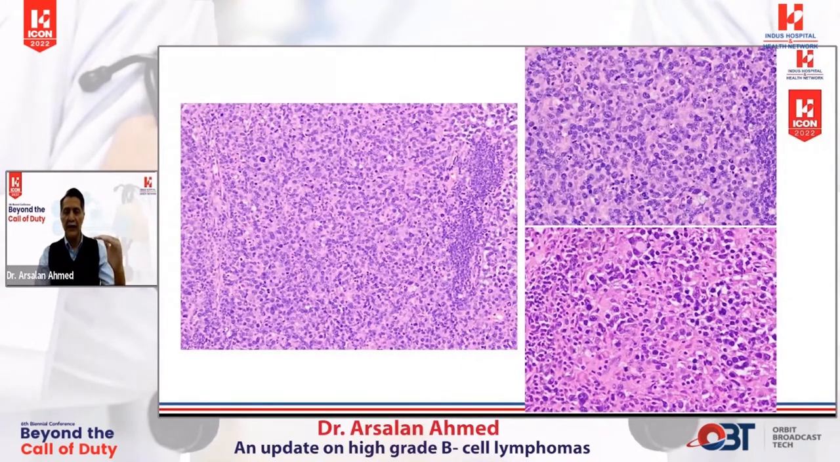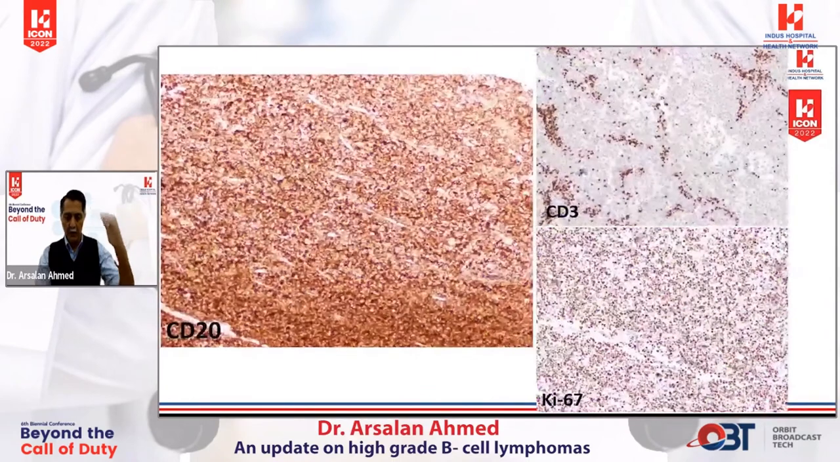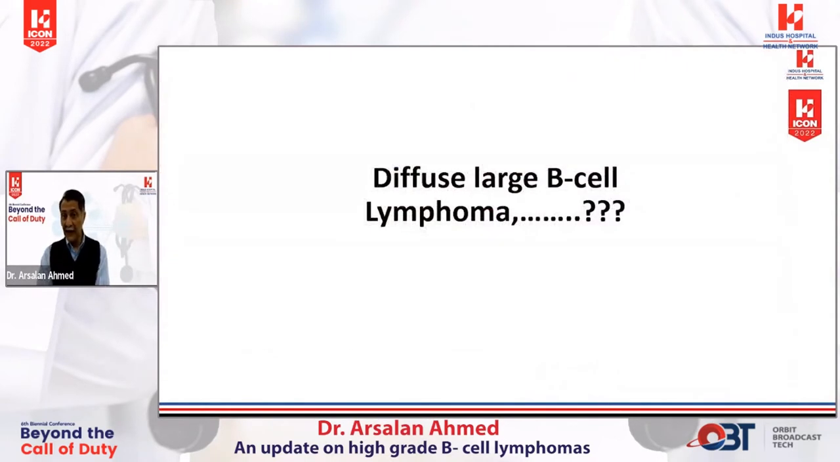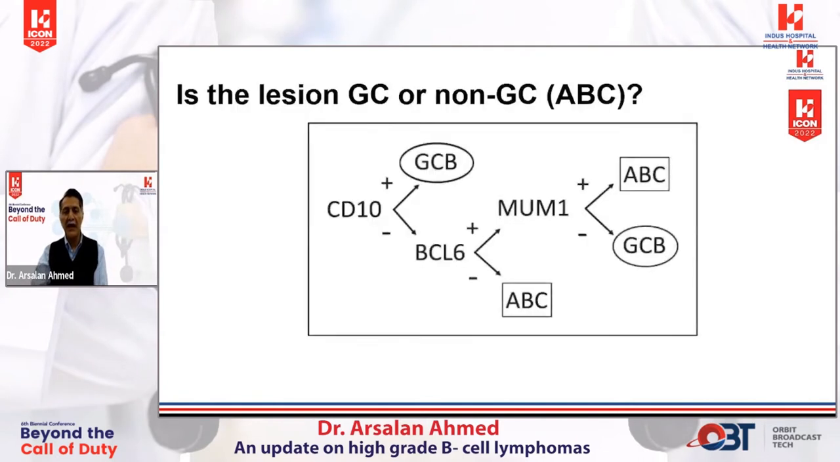So I'll settle down and think, okay, now let me work with diffuse large B-cell. This was CD20 positive, CD3 negative, and Ki-67 was high, about 70 to 80, 80 to 90, but not more than 90%. So right now I'm thinking of pleomorphic large B-cell, CD20 positive, Ki-67 about 70 to 80%. So I'm thinking diffuse large B-cell lymphoma. So now, according to the 2016 WHO classification, what do I do next? I have to determine, is it going to be GC or non-GC?